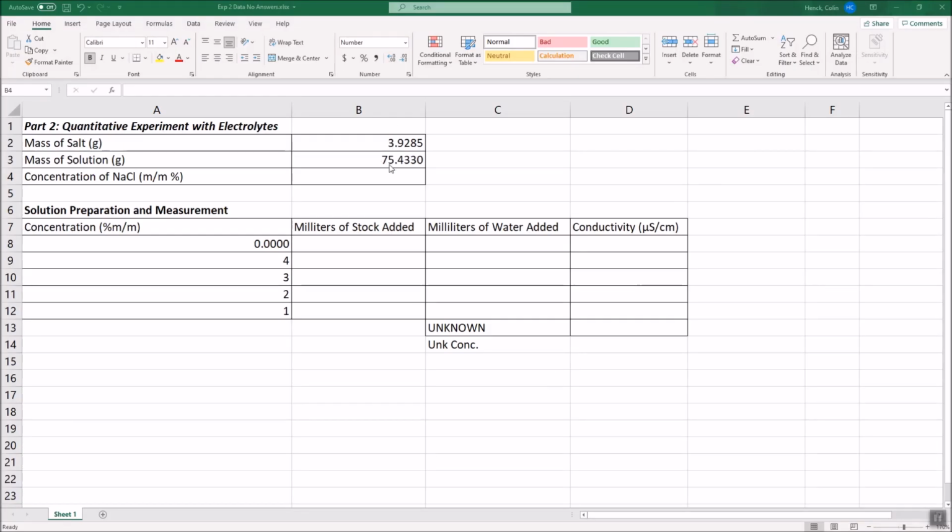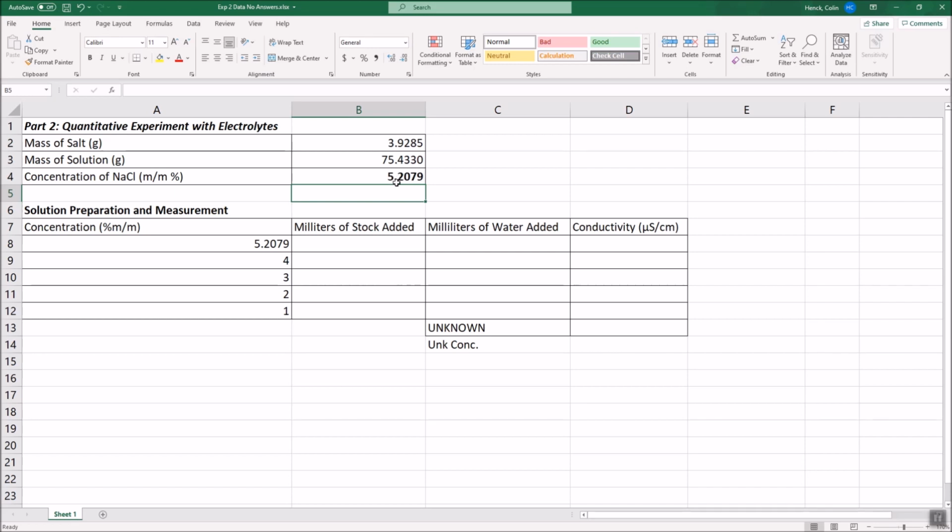And to do that, I'm going to show you how to use Excel. So in Excel, we have some actual numbers. Instead of 3.75, we added 3.9285 grams of salt. Note that we should have 4 decimal places for each of these. So in order to find the mass percent of this solution, we take the mass of the salt, divide by the mass of the solution, and multiply by 100. This will give us the mass percent.